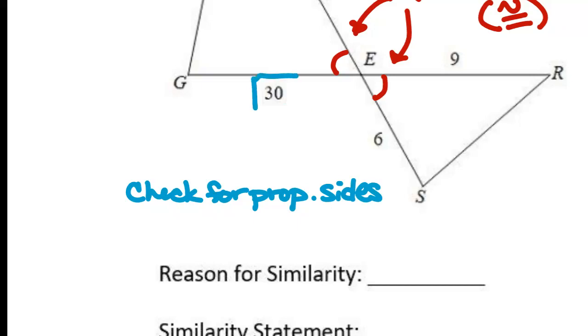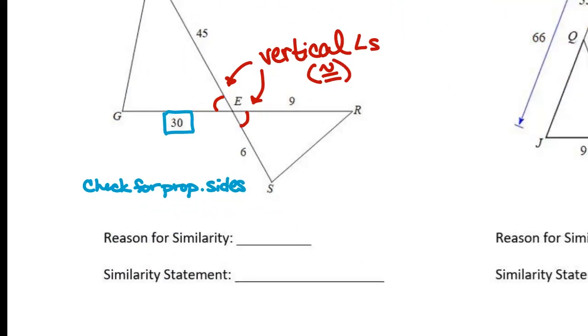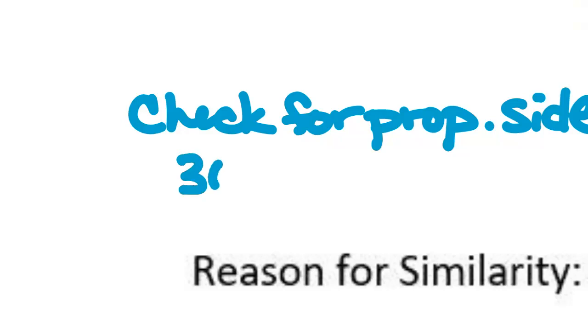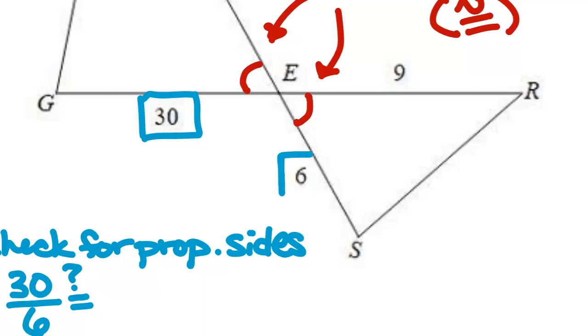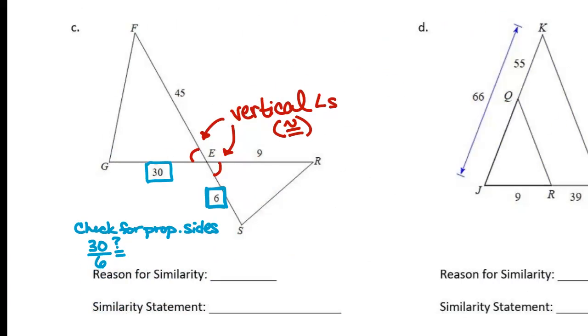Which side do you think corresponds to the 30? 6? Okay. Is that equal to? So if 30 corresponds to 6, what should my other fraction look like? I'm sorry, what'd you say? 45 over 9.